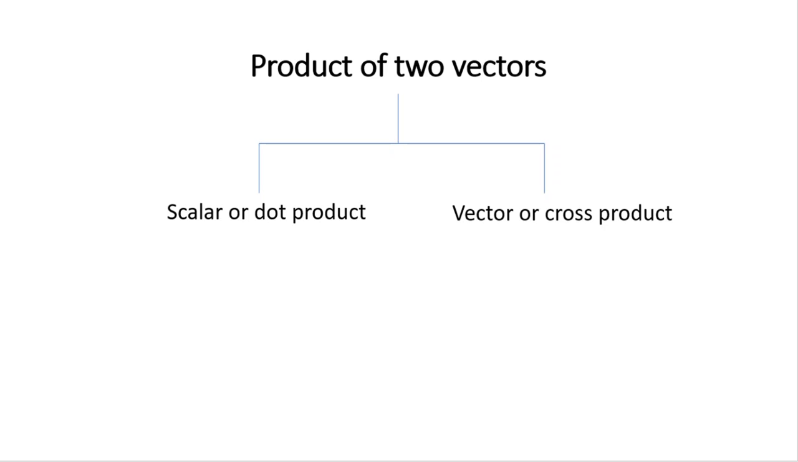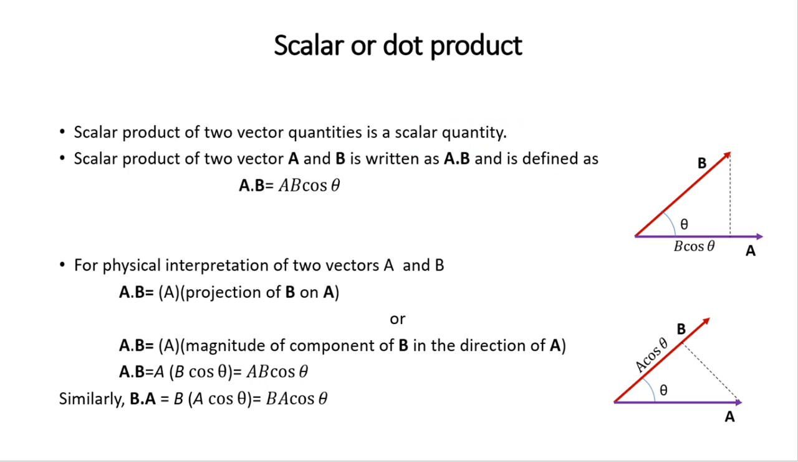In today's video, I'm going to discuss how we can multiply two vectors. The product of two vectors is divided into two different types. One is the scalar or dot product, and the other is the vector or cross product. One by one, I'll go through both types. The first one is the scalar or dot product.